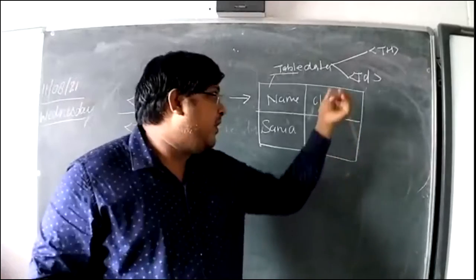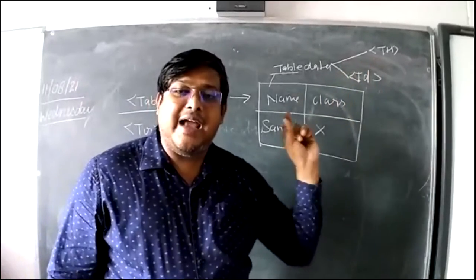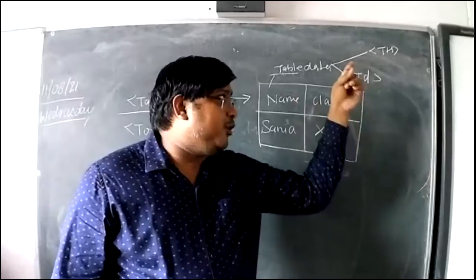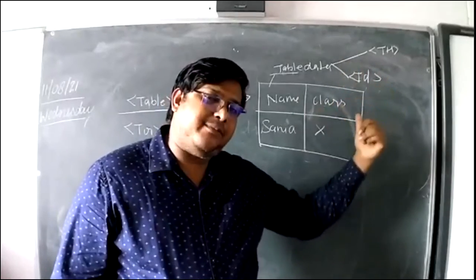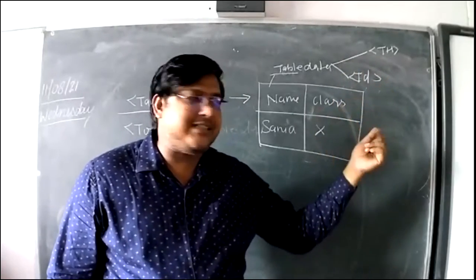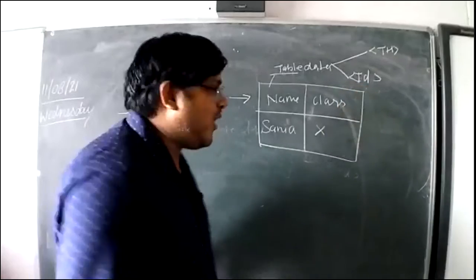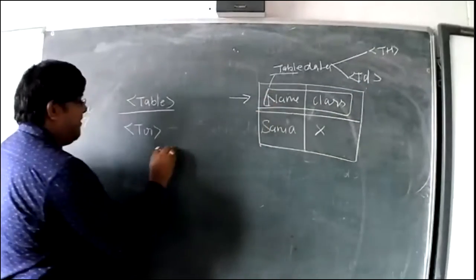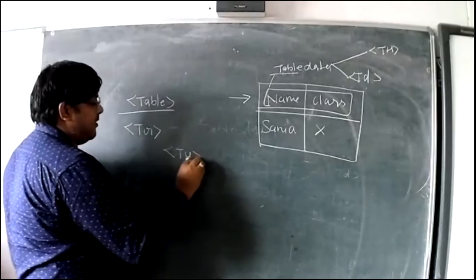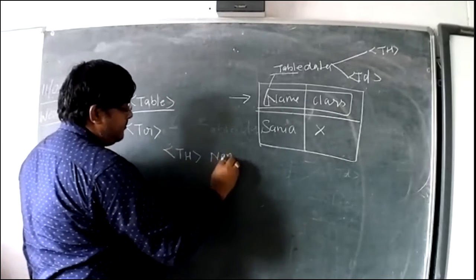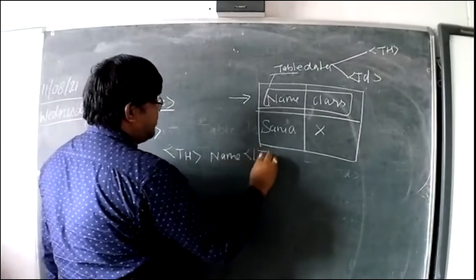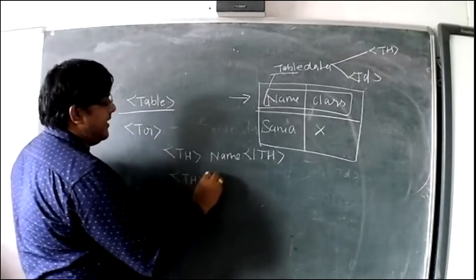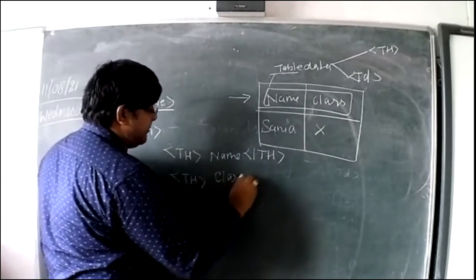First you understand. Clear? So if we have to display the data in bold, we have to use th. And if we have to display the data as plain text, then we will use td. So I want it to look like a heading. So what I will do, I will use th for name, and then I will close th. Again I will use th, and here I will write class.